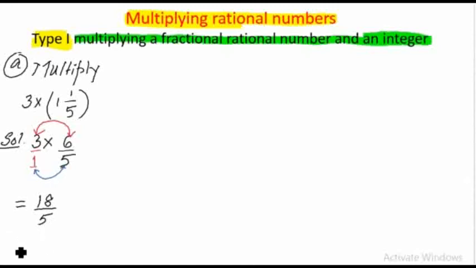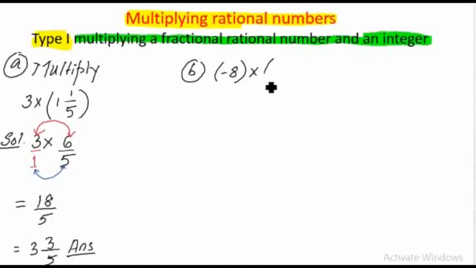So this we have to write in mixed fraction. So we get 3 upon 5. So this is the final answer. Now let's take one more example. Minus 8 into, in bracket, 2 7 upon 16.